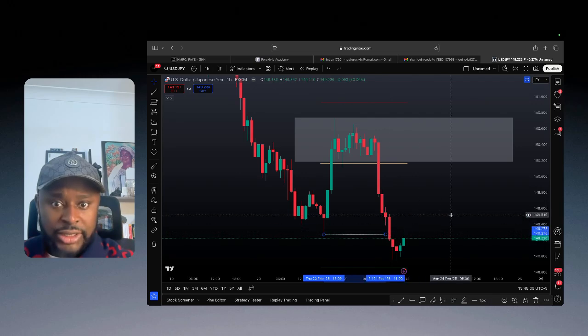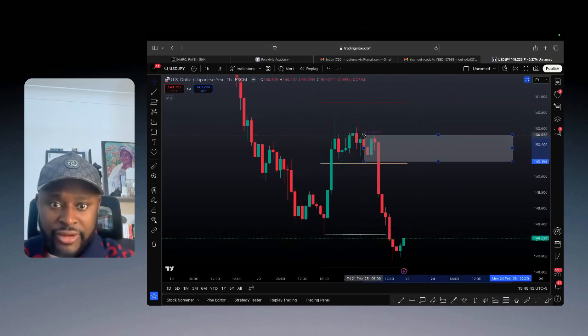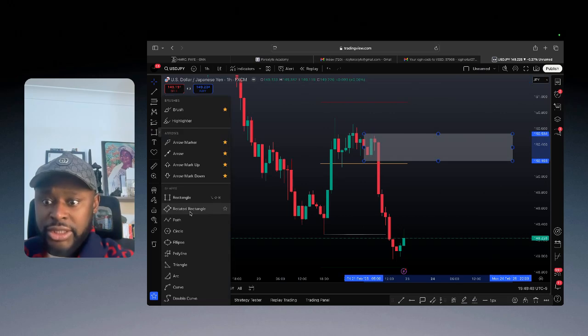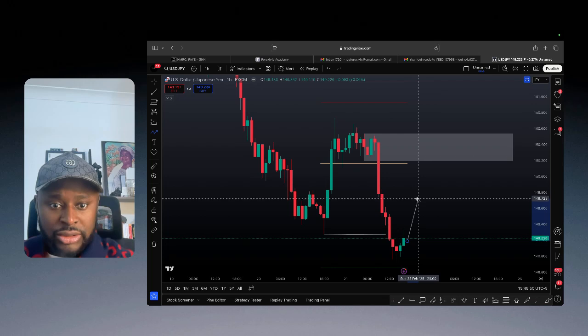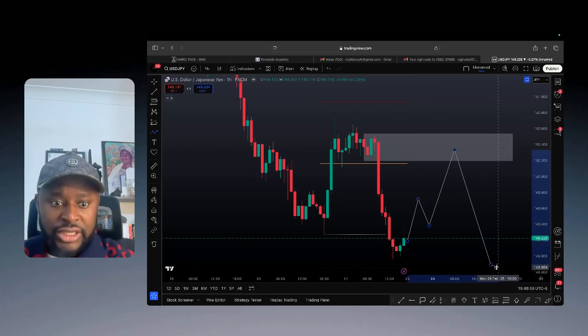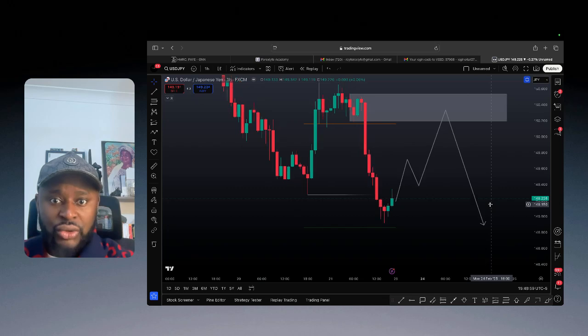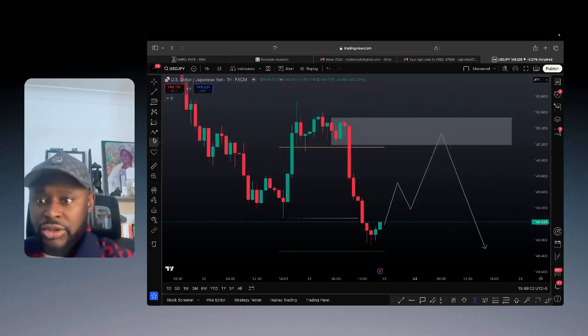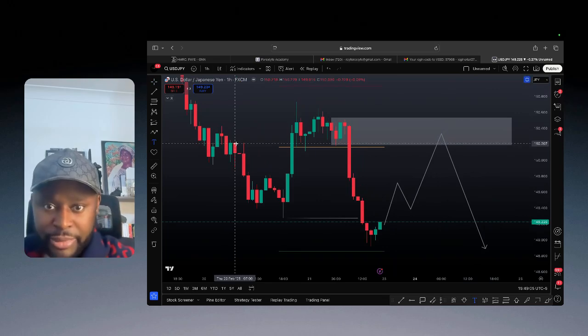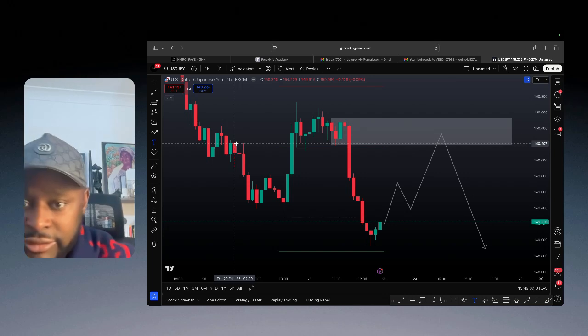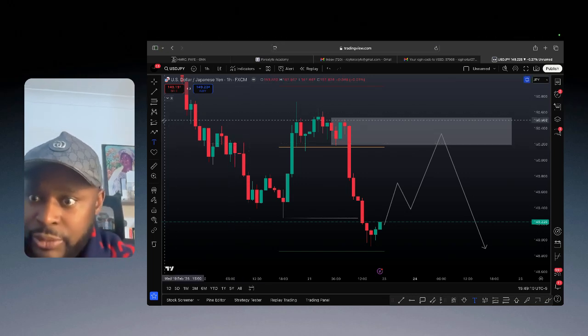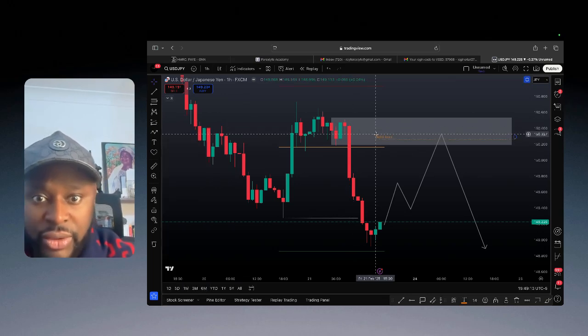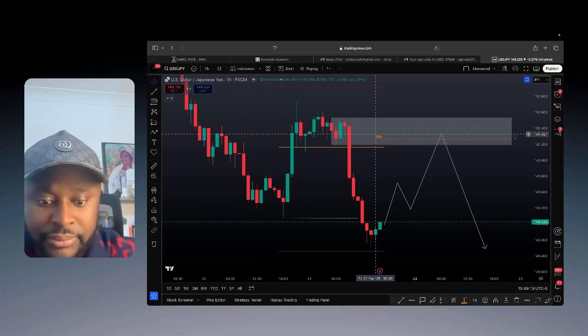So what I want to see is, I'm going to refine it a little bit, something like this, right? So I would like to see a little bit of push, something like this maybe, into this level, then further sell continuation on dollar. So this right here is going to be my POI, my point of interest on dollar.